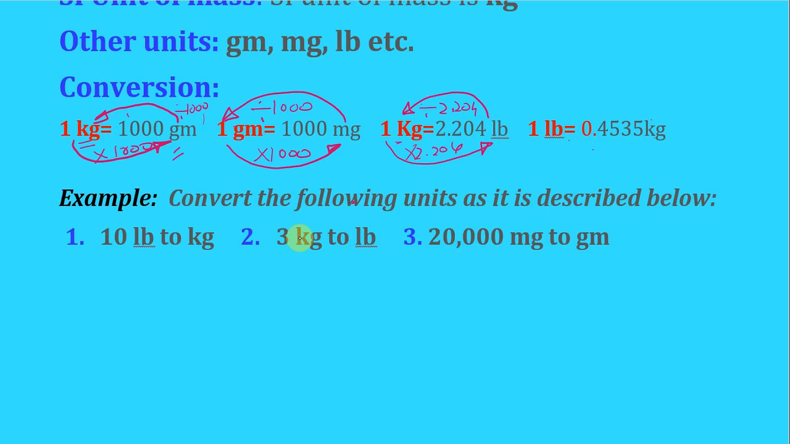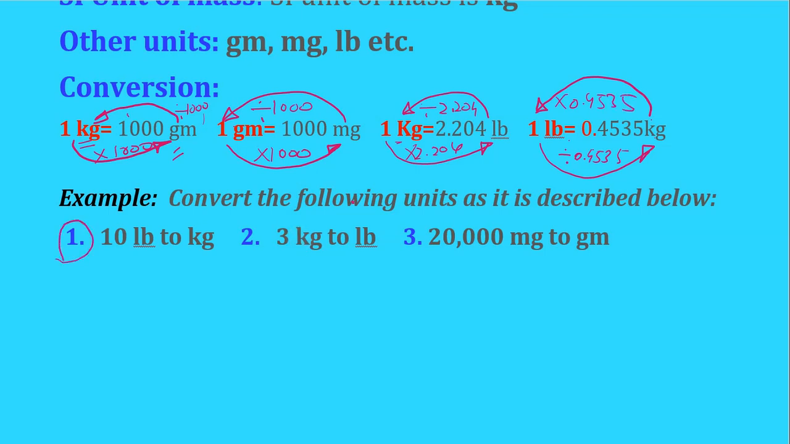And in this example, if you want to convert pound into kilogram, so remember, pound is the smaller unit and kilogram is the larger unit. So the relation between pound and kilogram is 0.4535. So you have to divide by 0.4535. But if you want to go back from larger unit to smaller unit, like from kilogram to pound, in this case you have to multiply it by 0.4535.